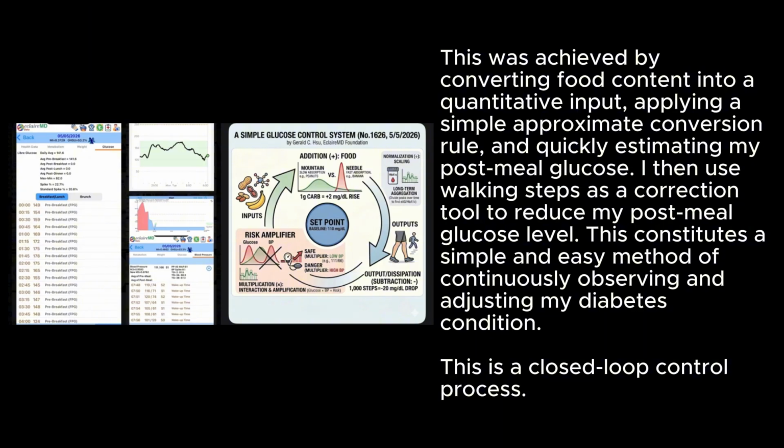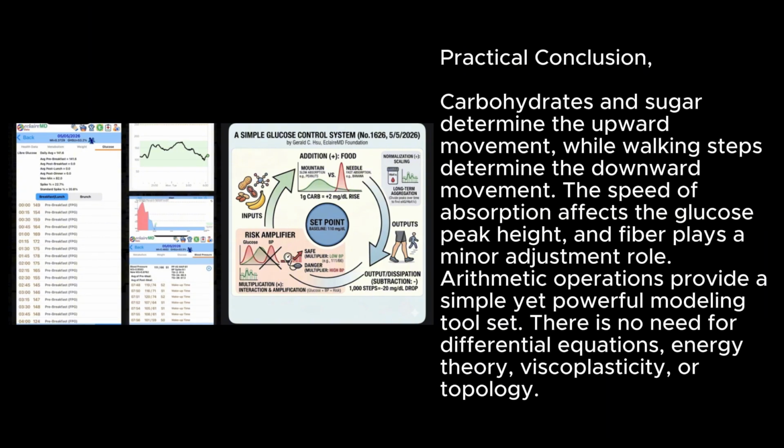This is a closed-loop control process. Practical conclusion: carbohydrates and sugar determine the upward movement, while walking steps determine the downward movement. The speed of absorption affects the glucose peak height, and fiber plays a minor adjustment role. Arithmetic operations provide a simple yet powerful modeling tool set. There is no need for differential equations, energy theory, viscoplasticity, or topology.